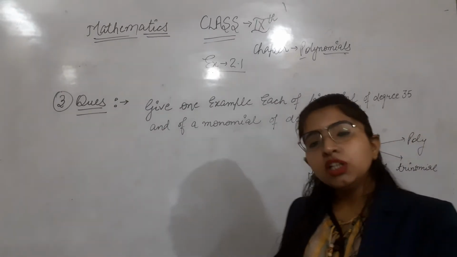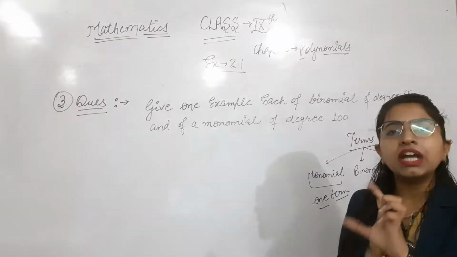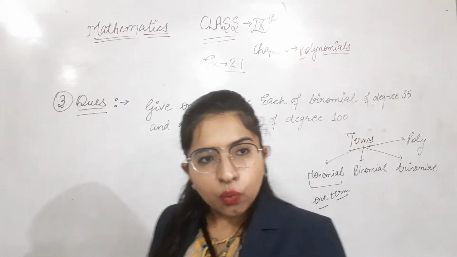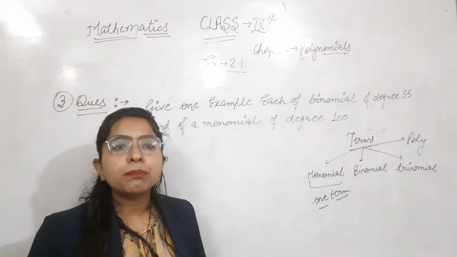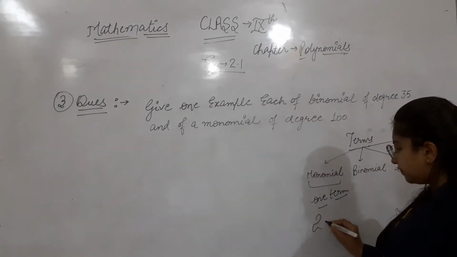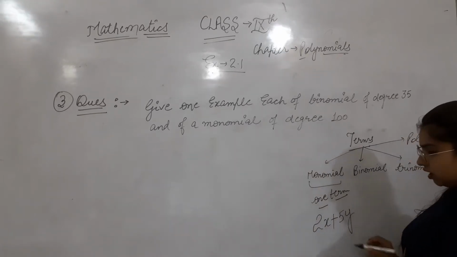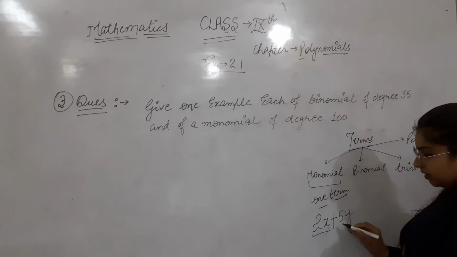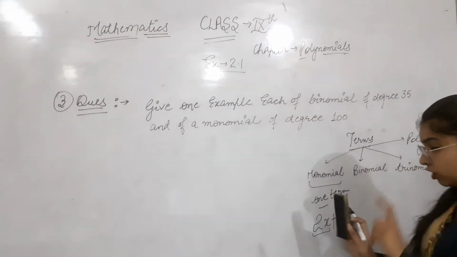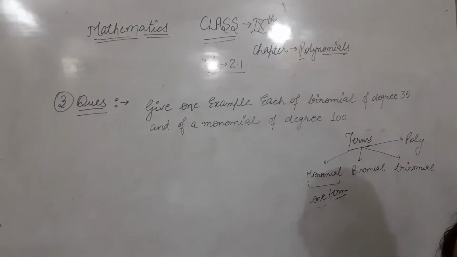You will be able to know about the terms by using the signs plus and minus only. Plus and minus are the signs which we use to separate the terms. Like if I take 2x plus 5y, this will be one term and this will be the second term. Now listen carefully, one more thing.